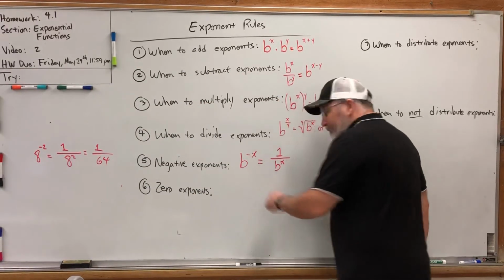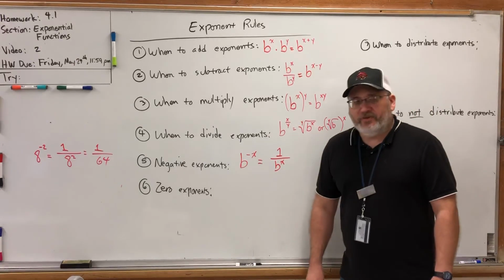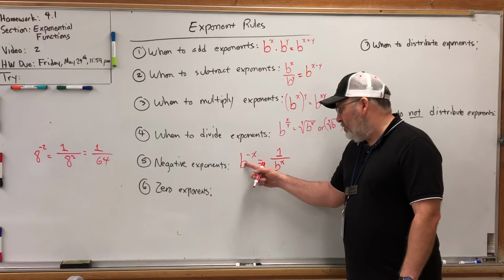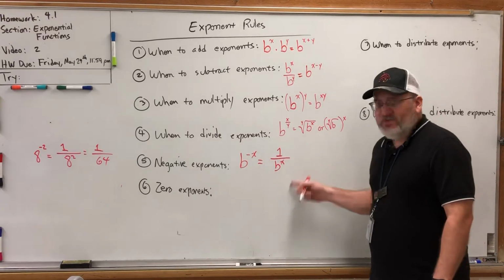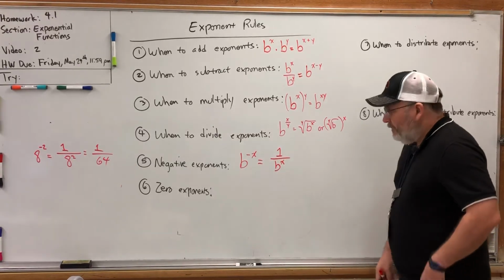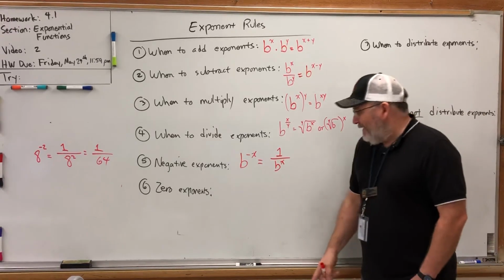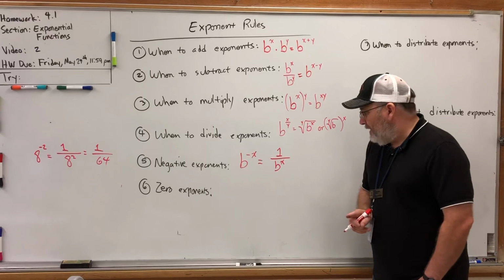This is the reason the base can't be 0 in an exponential function, because if the base were 0, it could get reciprocated and give us something that's undefined. So no negative bases, because this could create imaginary numbers. No 0 bases, because this could make it undefined.